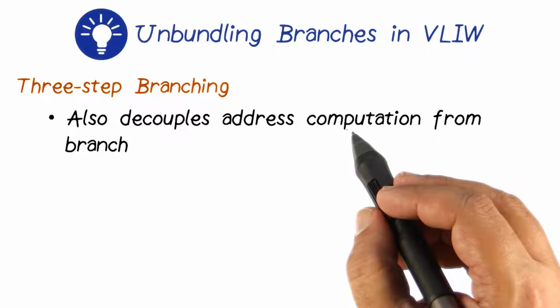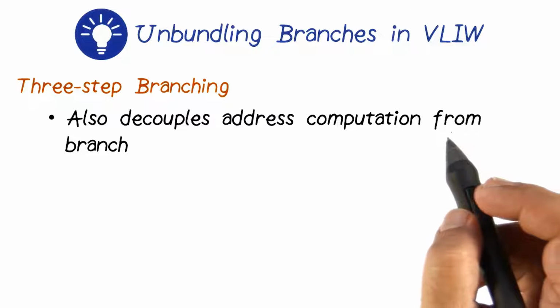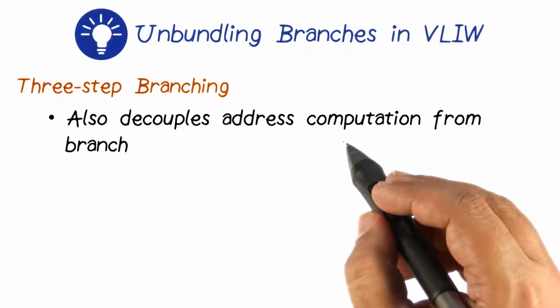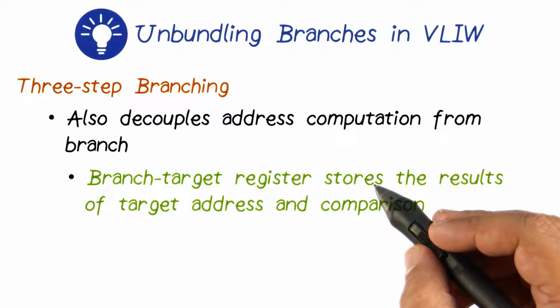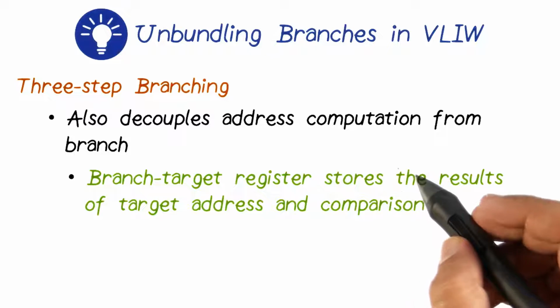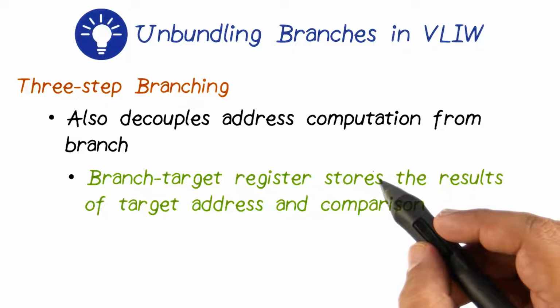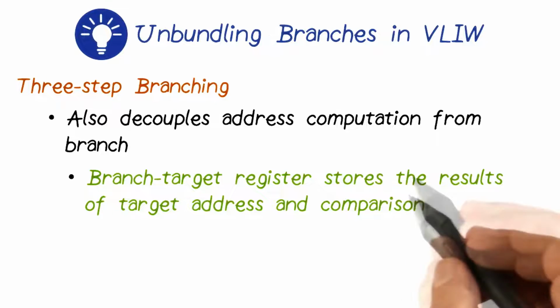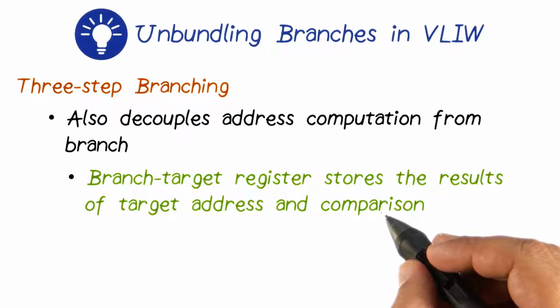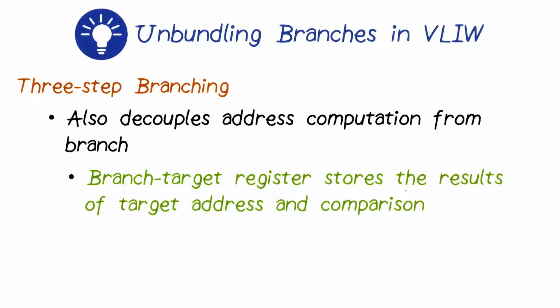In 3-step branching, we also decouple the address computation from the branch in addition to the decoupling of comparison. The result of the target of the branch is now pre-computed and is stored into what is called the branch target register. The branch target register also stores the outcome of the comparison.